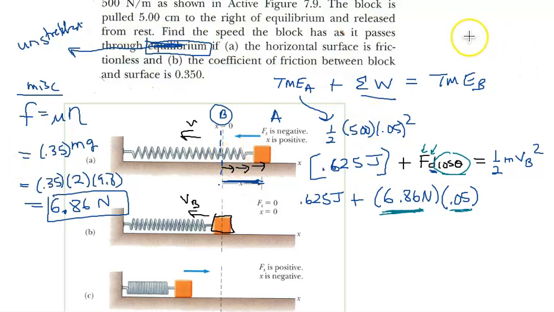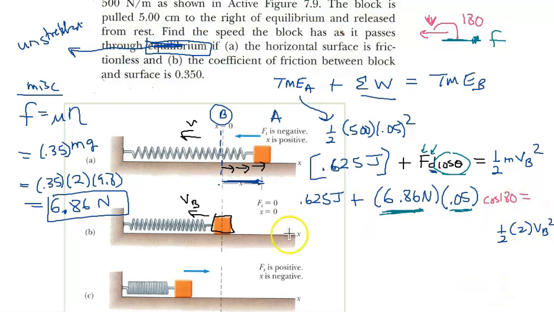So you may want to draw yourself a picture saying friction is pointing to the right and my velocity vector is pointing to the left. The angle between these two is 180. So this is cosine of 180. And that's going to equal 1/2 m, which is 2 v at b squared. Okay, and we like that cos 180 because that's going to give us a nice clean -1.